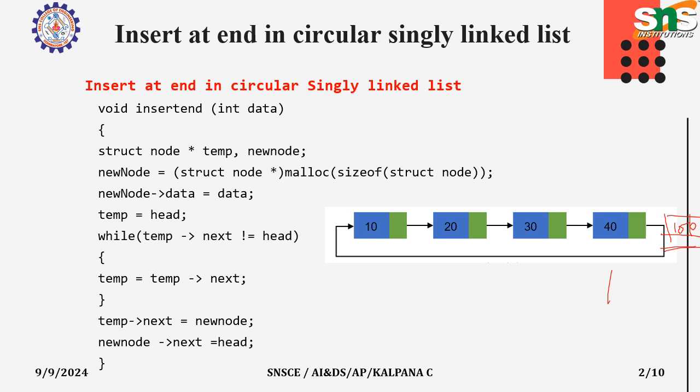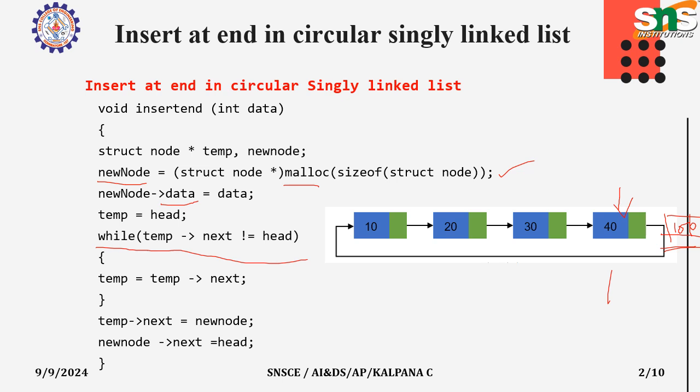As usual, I have to allocate memory using the malloc statement. A new node is created and then I enter some data into the new node. I have entered 100. Now I have to reach the last node and then connect the new node with the existing last node. For doing that I have to traverse from the first node and reach the last node.